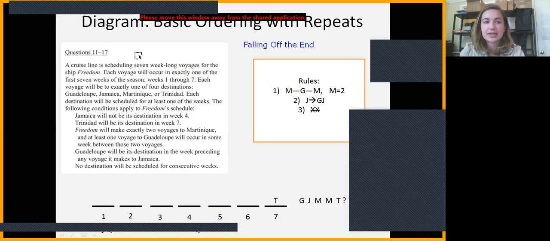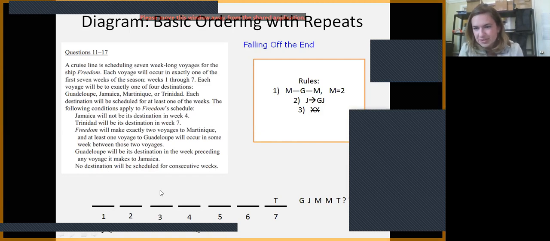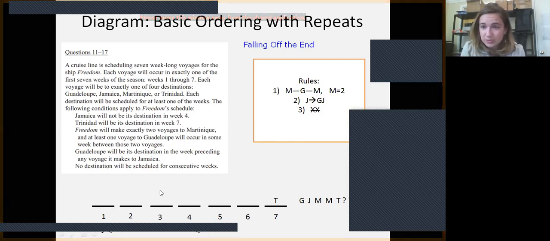Now it looks kind of like you might be able to make a similar inference with this MGM rule, like maybe say G can't go in 1. Does anybody know why we can't make that inference? Why can't I say, well, M would fall off the end if I were to put G in 1? So no G in 1.